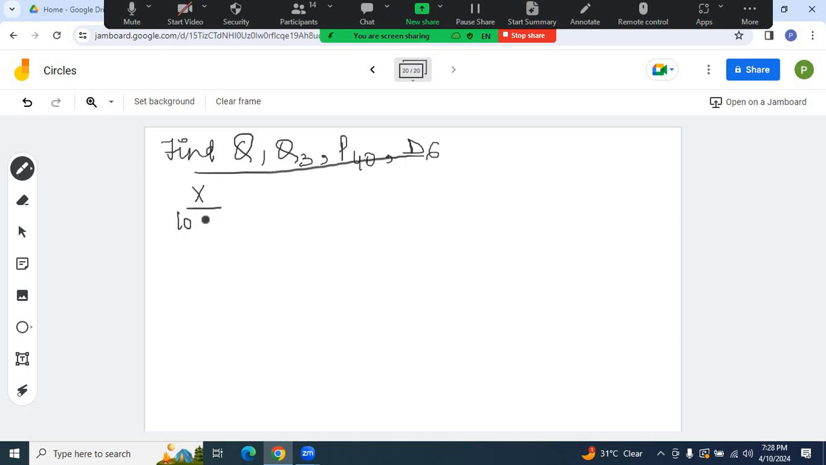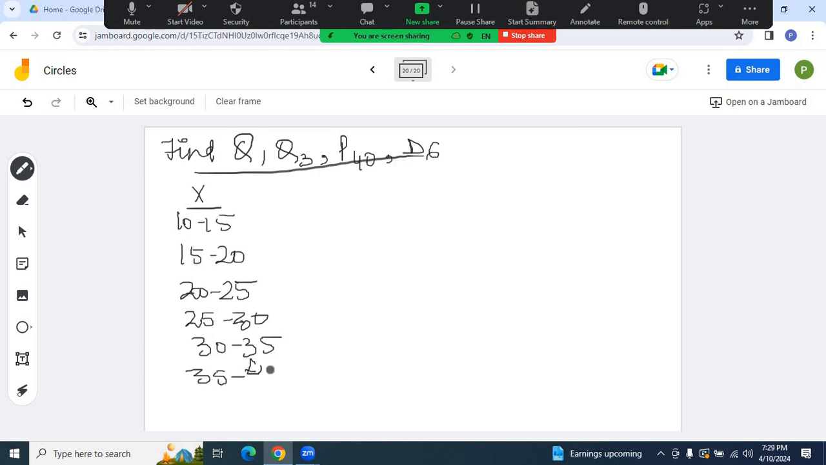X is 10 to 15, 15 to 20, 20 to 25, 25 to 25, sorry, 25 to 30, 30 to 35, 35 to 40. You have frequency 5, 10, 15, 20, 10 and 5. This is the homework task.